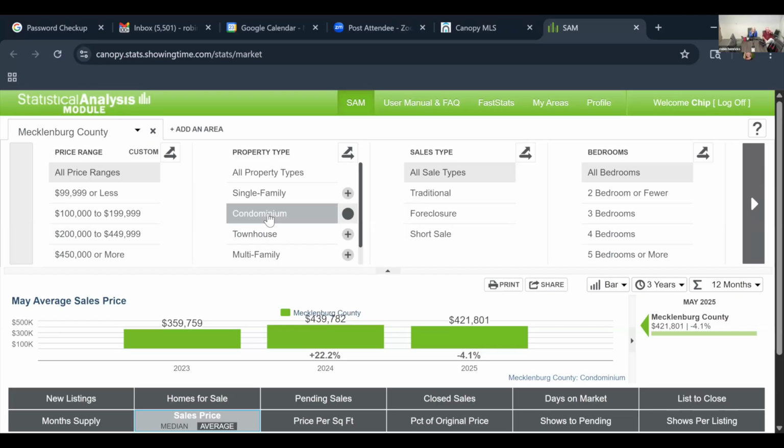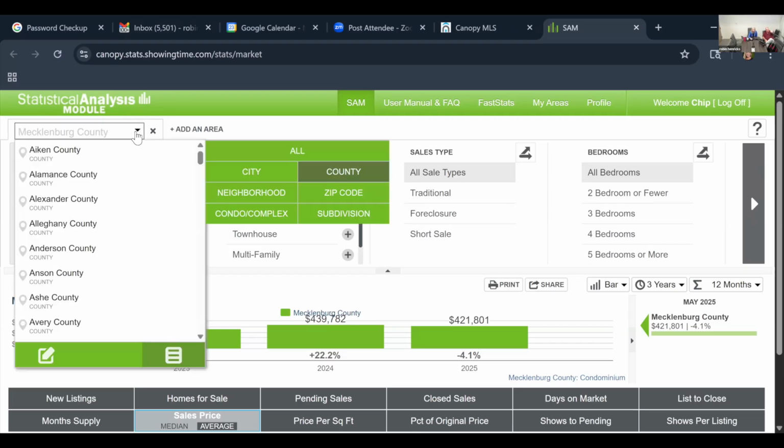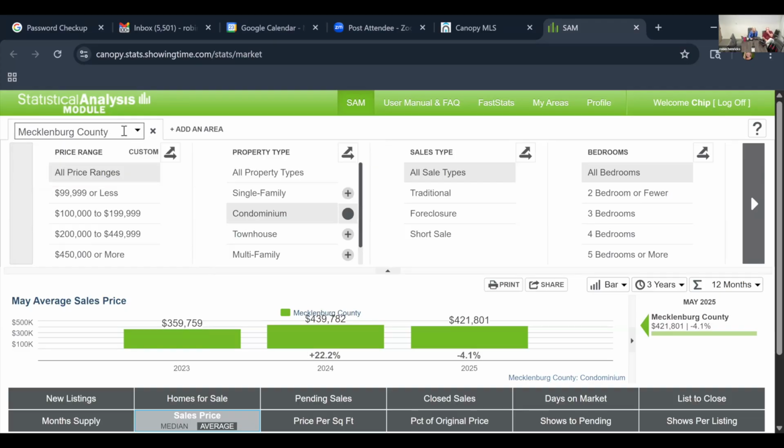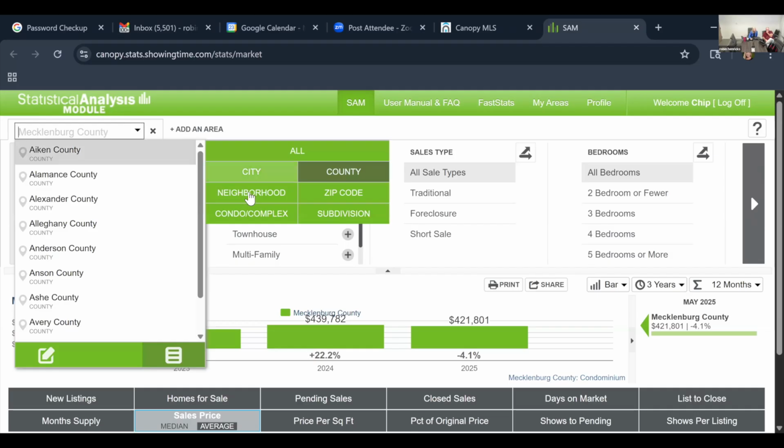Here's the beauty of it. If we go up to the area where it says Mecklenburg, we can actually get even more hyper local. Because see, a box pops up that tells us what? We can go to condo complex, neighborhood, subdivision, zip code. We can even narrow the focus down even smaller. So for the heck of it, let's type in zip code 28277. You might have to actually go to zip code. Well, okay, this is how we learn how to do it. There we go.